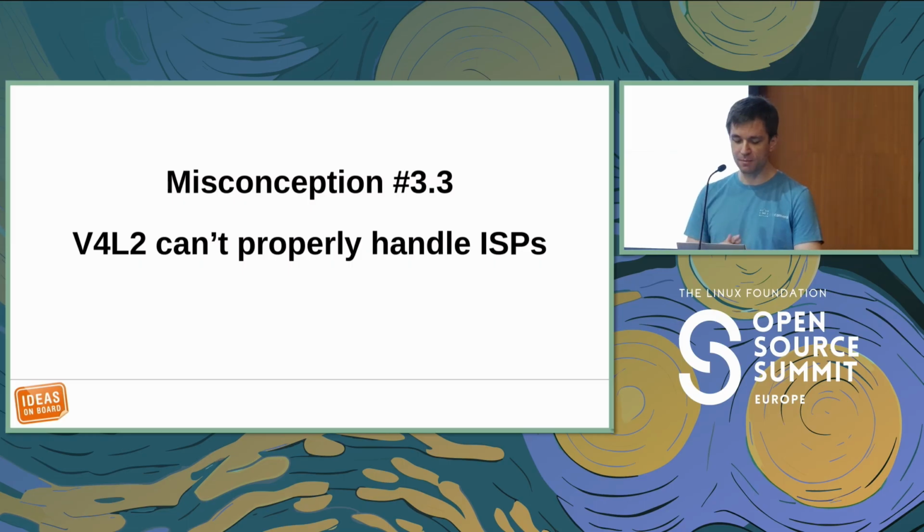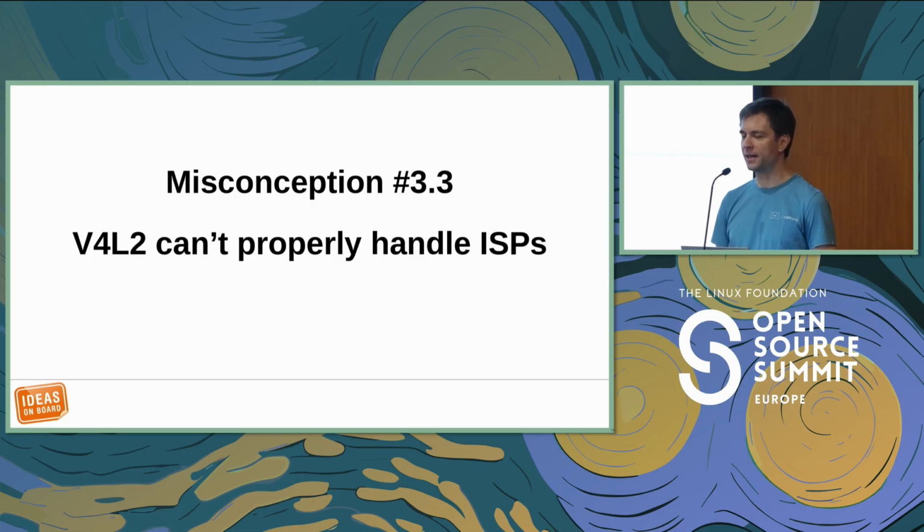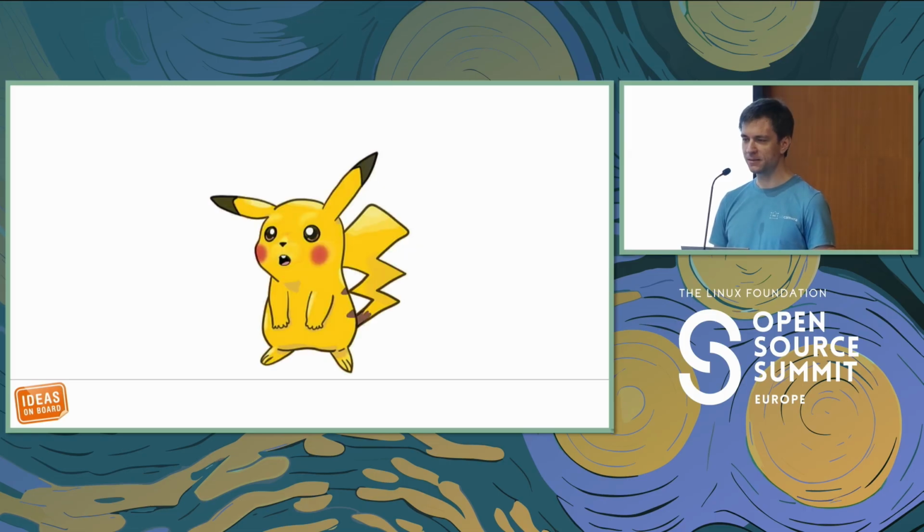And that leads me to the misconception, and I see time is running out, so we're getting there. Misconception 3.3. V4L2 can't properly handle ISPs. So we're talking about the sensors, serializers, deserializers, all those streams, but the ISPs themselves, no, V4L2 can't do that. My reaction to that is pretty much this.